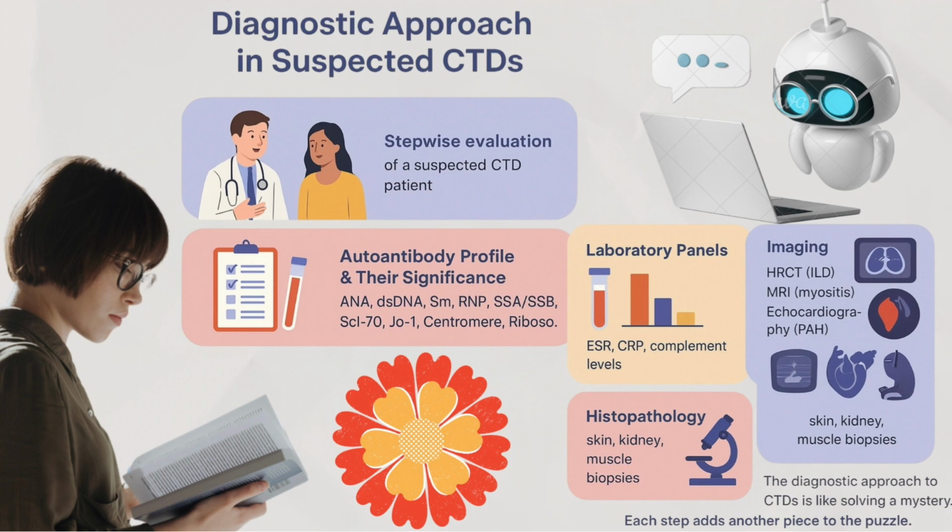Imagine a pregnant woman with SSA antibodies. Her baby may be at risk of congenital heart block. That's a clinical interpretation that can save lives. Scl-70 antibodies suggest diffuse systemic sclerosis, usually with lung fibrosis, while centromere antibodies suggest limited systemic sclerosis, CREST syndrome. The difference matters because limited disease moves slower, while diffuse can be aggressive.